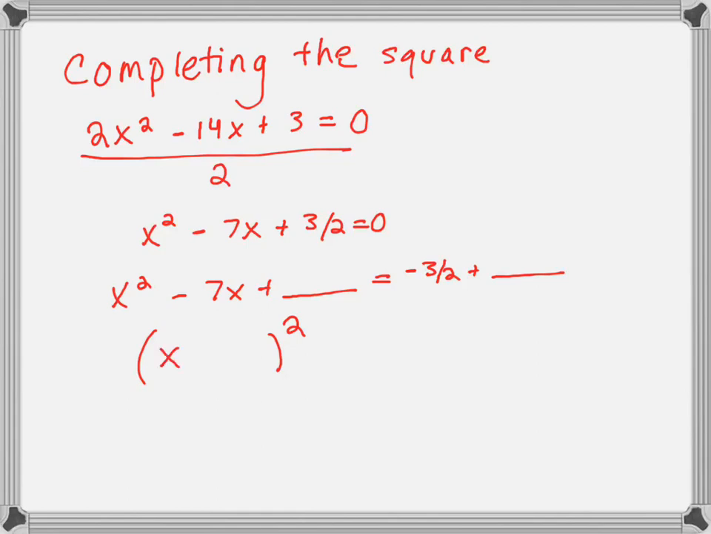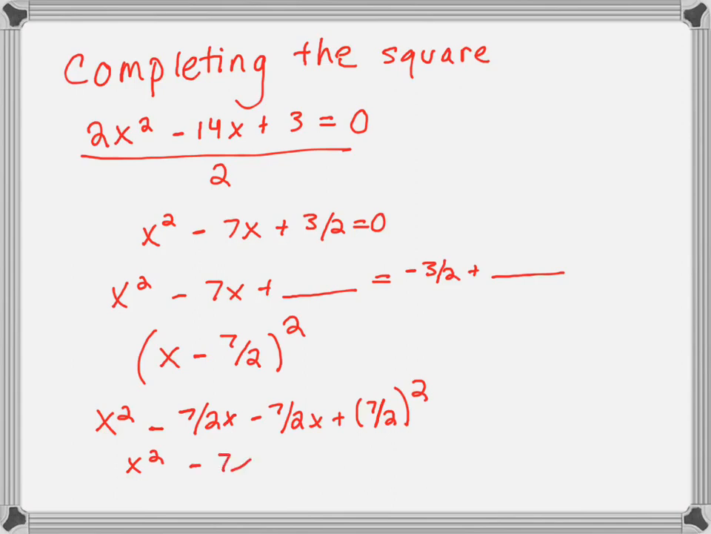So what we really want this to look like is x minus 7 halves squared. Because if we have this squared, then when it's written out it becomes x squared minus 7 halves x minus 7 halves x plus 7 halves squared. Right? And then when these combine, we just get x squared minus 7x, right? Because these two are combining, plus 7 halves squared, which is what we want because we already have these 7x up here. So now all that we need to add is the 7 halves squared.